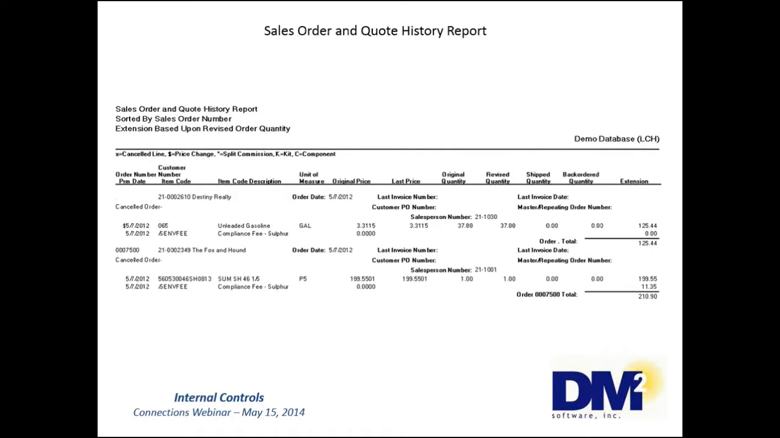The sales order and quote history report can be run with a variety of selections. One of those selections is to view only canceled orders. It's useful to review canceled orders to understand and to quantify the reasons why the orders are being canceled.